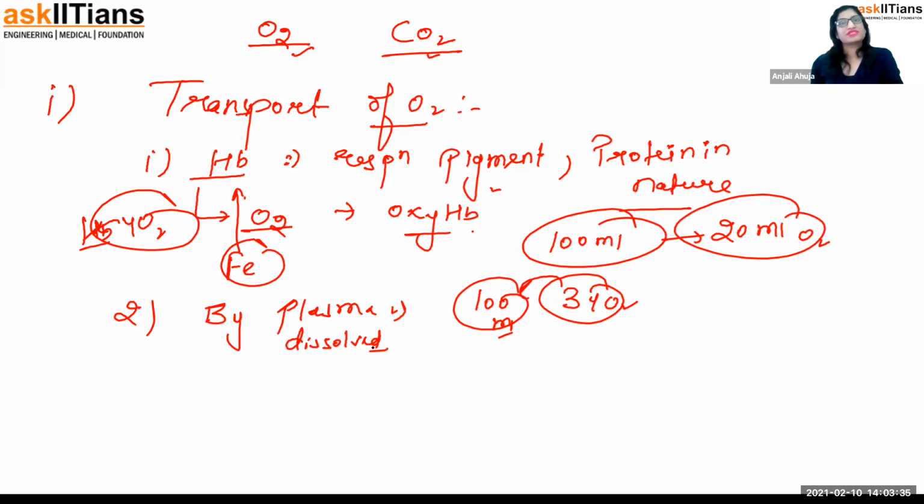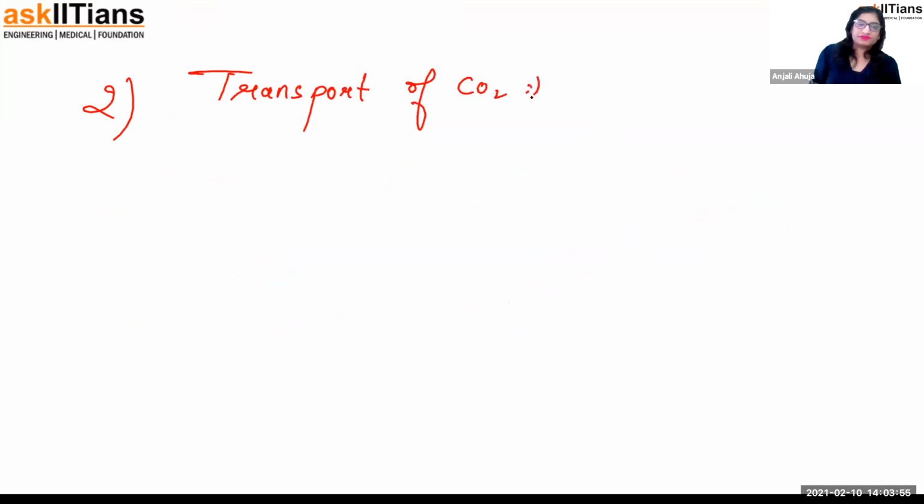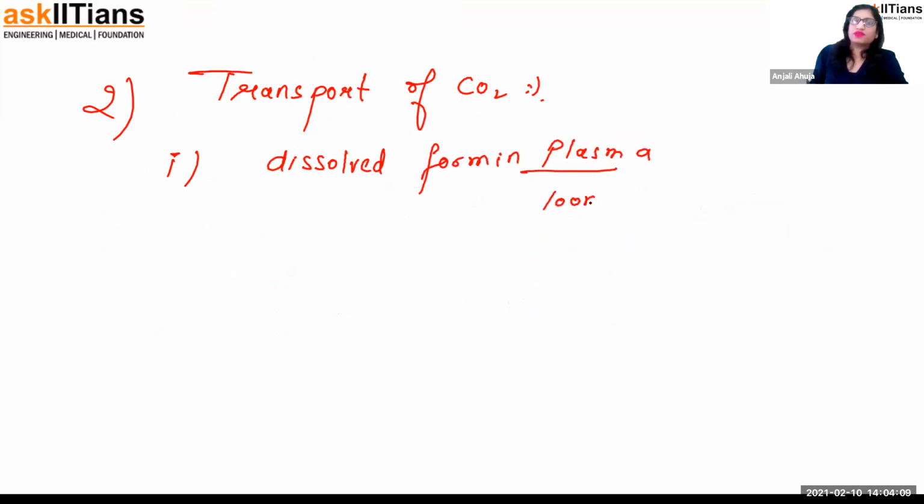Let's talk about how CO2 is transported. CO2 is a waste product of cellular respiration from the cell, moving toward the alveoli. So let's start learning about how it moves back. Transport of CO2: first, it moves in the dissolved form in the plasma. Not very soluble, but if there is 100 ml of blood, there might be 2.7 ml of CO2 moving in the plasma.